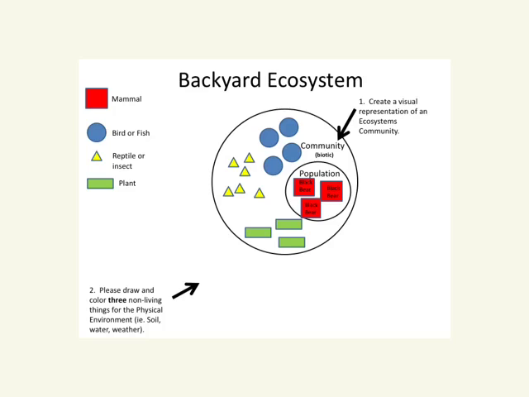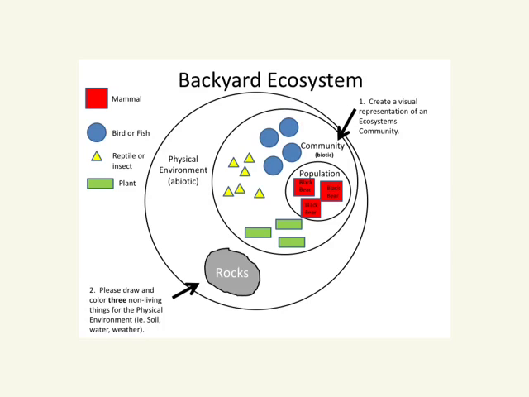Now, the final thing down here, number 2, it says, please draw and color 3 non-living things for the physical environment. Okay? And I'm only going to do 1, and then I'm going to put a big circle around that. So the physical environment is all of the other things. Remember, the community and the population of organisms are all within the physical environment, which are all the abiotic factors.